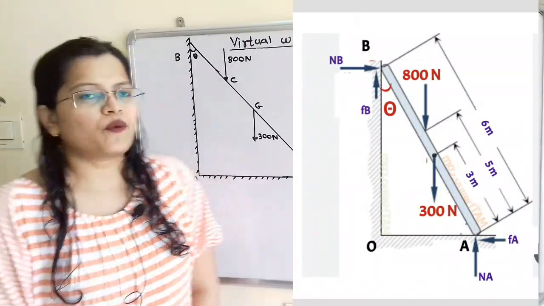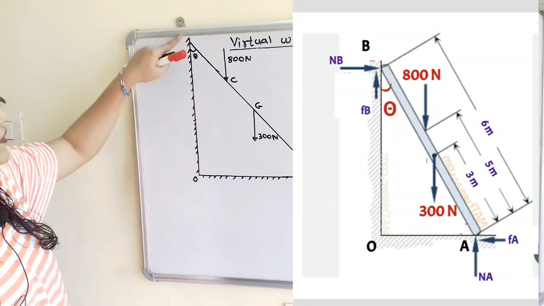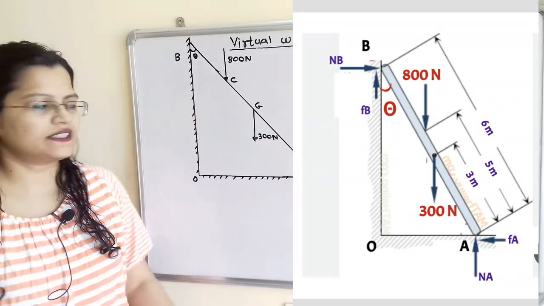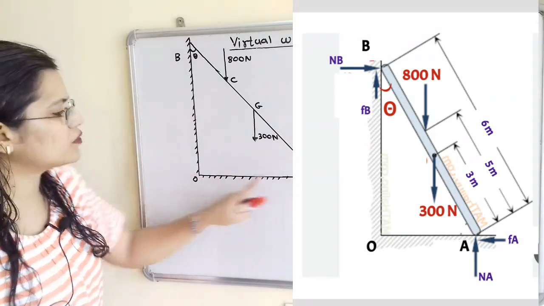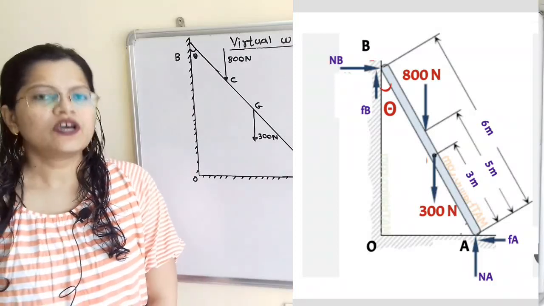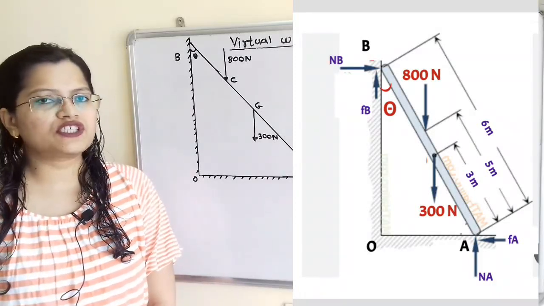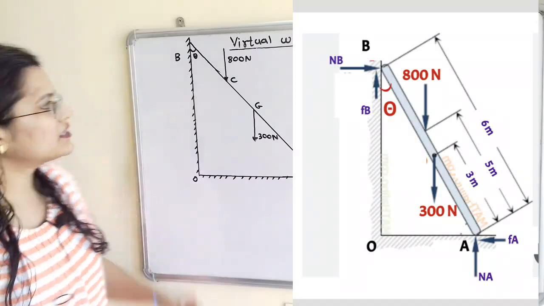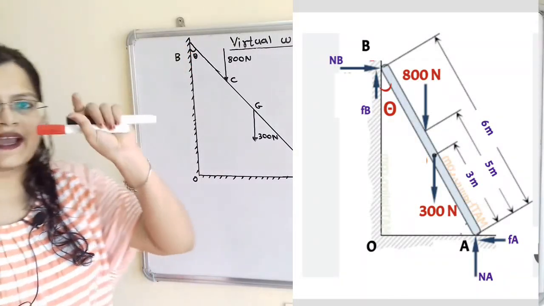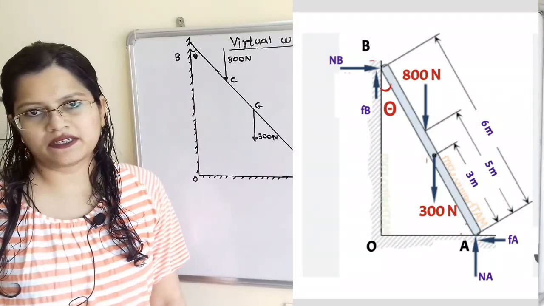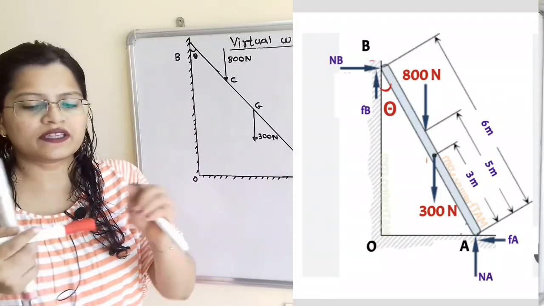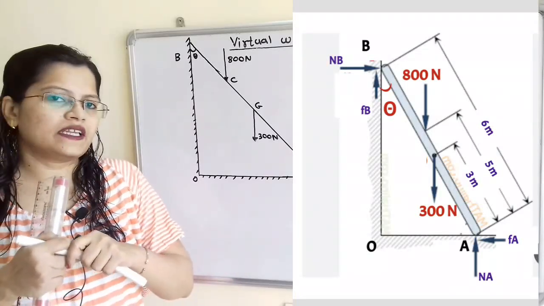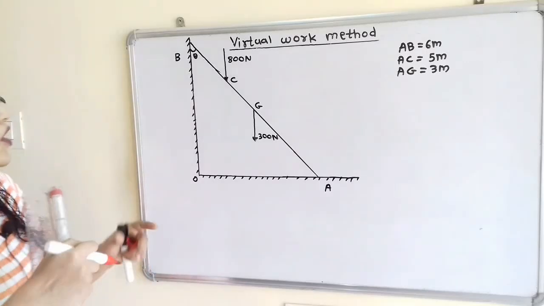Ladder is having point of contact B with vertical fixed surface and point of contact A with horizontal fixed surface. We are going to solve this question by virtual work method. So we will consider this ladder will slip by a small displacement. So I will show here the position of the ladder when it is slipped with small displacement.